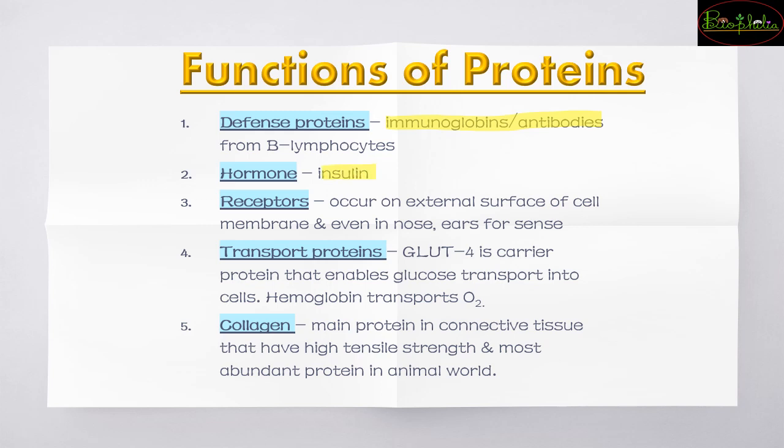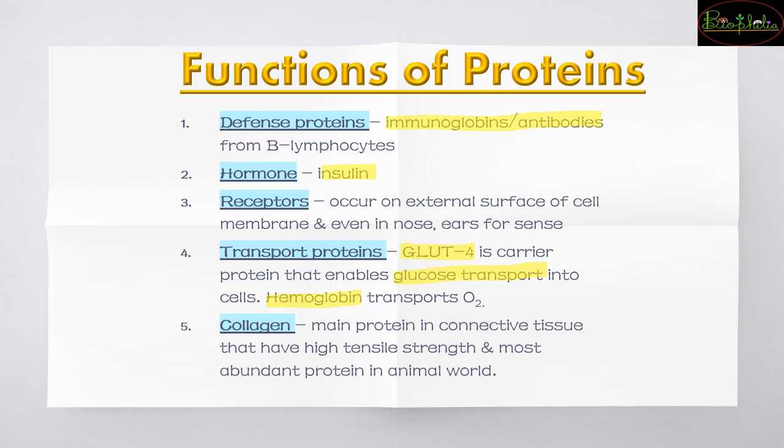For example, insulin. Insulin is a protein or peptide hormone. Receptors in your nose and ears for sensation are also formed by proteins. There are some transport proteins like GLUT4, which is helping in glucose transportation. So that is one example of a transport protein. Or hemoglobin, which is a quaternary structure protein, which is also helping in the transportation of oxygen.